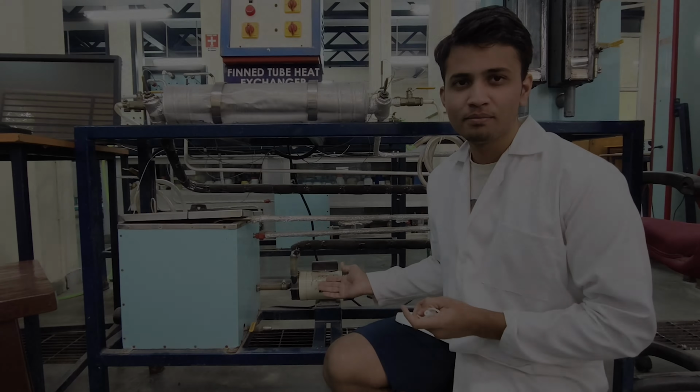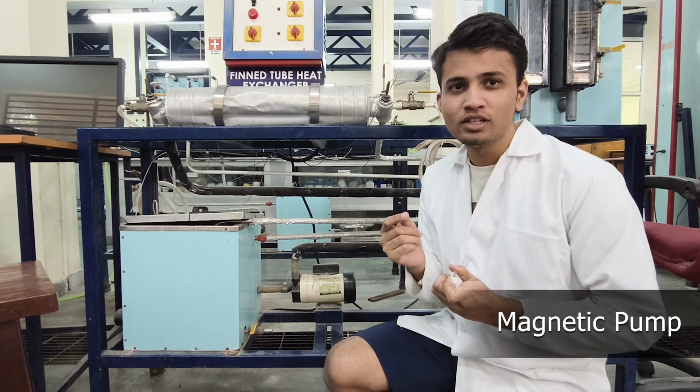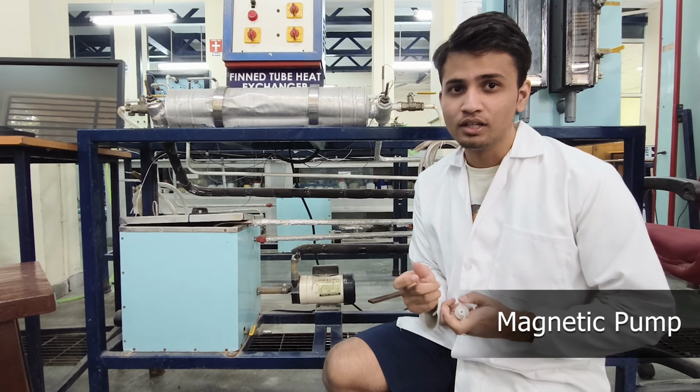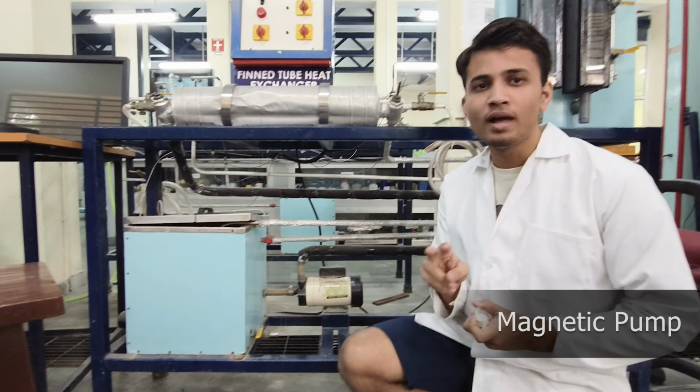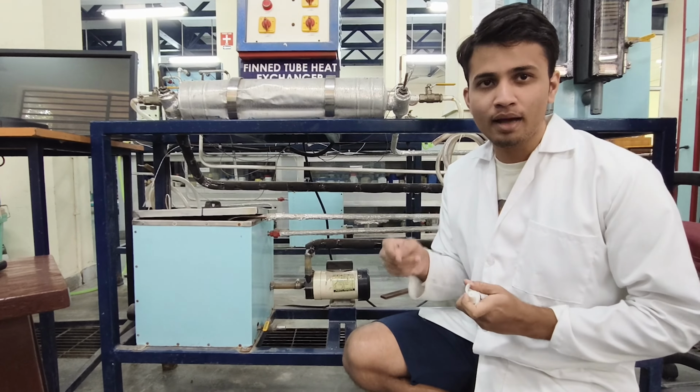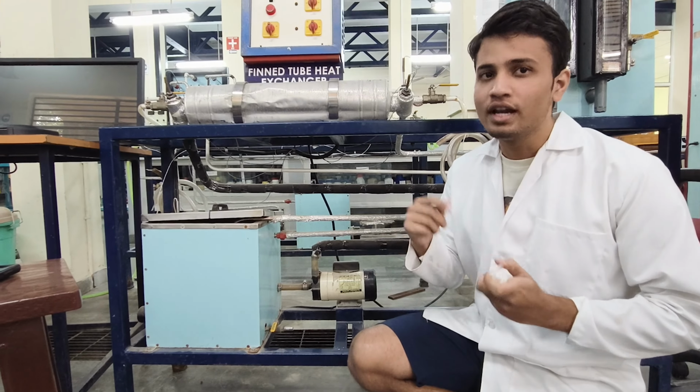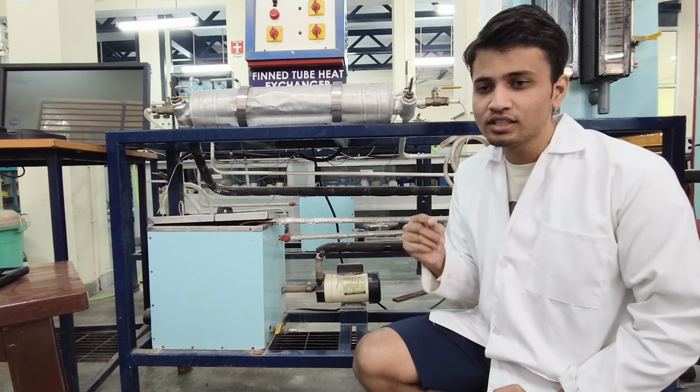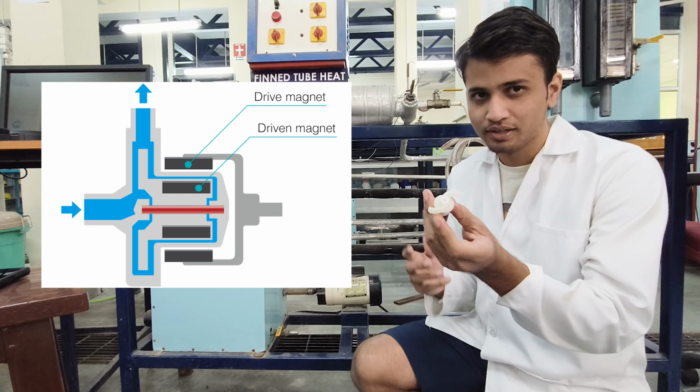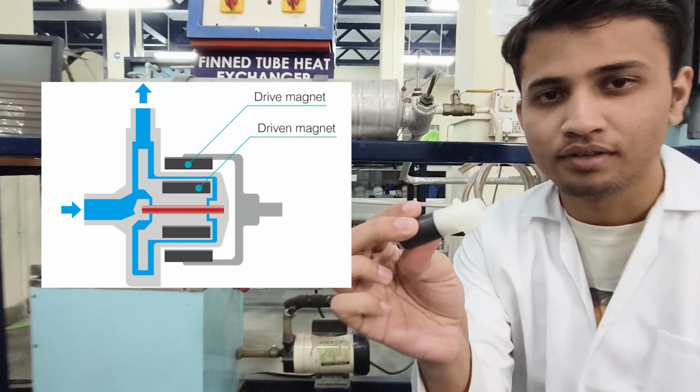Up next is a magnetic pump. The magnetic pump works on the basic principles of electromagnetism. So it contains two magnetic rings, an outer magnetic ring and an inner magnetic ring. The outer magnetic ring is connected to an electric motor and the inner magnetic ring is connected to an impeller, like this one I have in my hands.